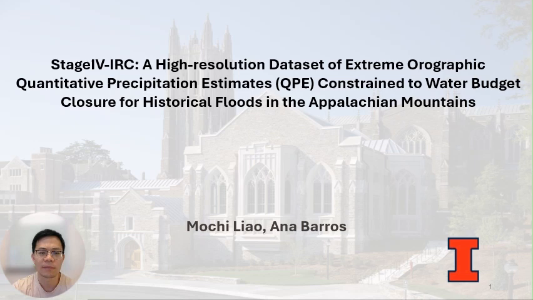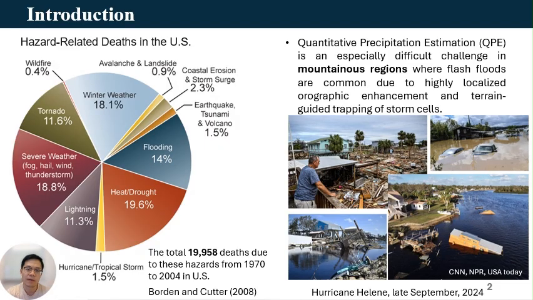Today I'm going to be talking about a high-resolution precipitation dataset for extreme precipitation events and historical flood events in the Appalachian Mountains in the United States. Here's a little bit of background information about natural hazard-related deaths in the United States. What we see is about 18% of the deaths are related to severe weather, and 14% are related to flooding. On the right-hand side, we see a few pictures from Hurricane Helene in late September 2024.